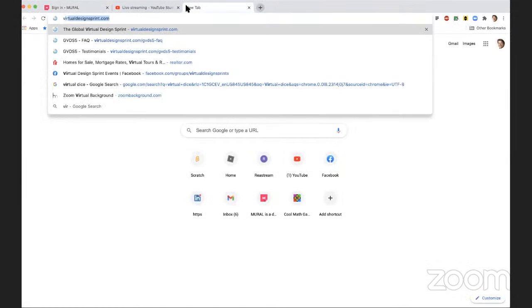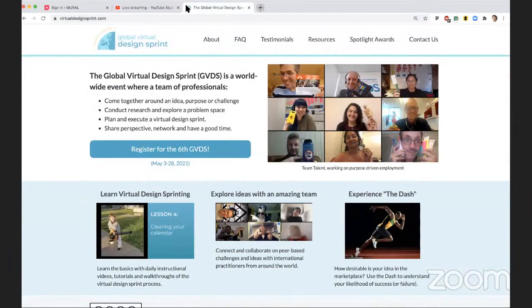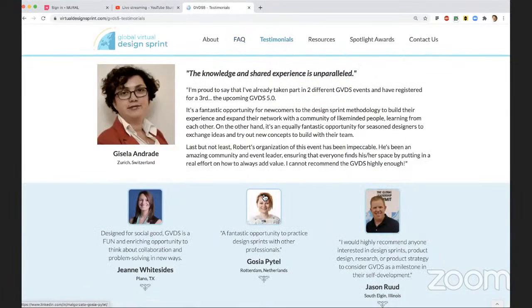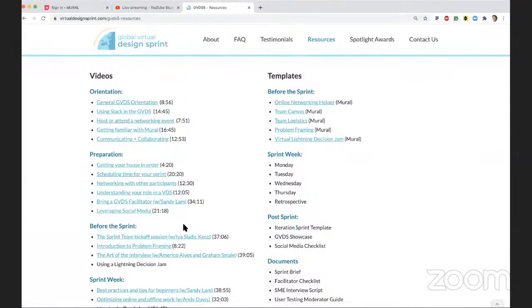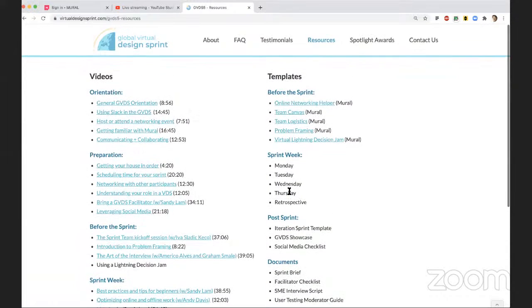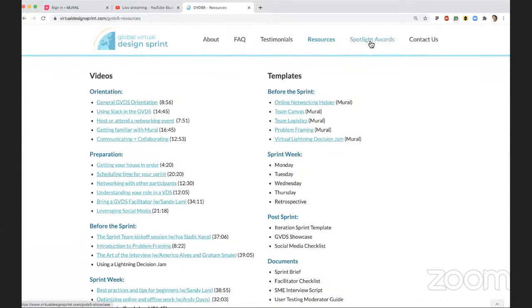Since we were talking about sites, the site you want to go to is virtualdesignsprint.com. This will have all the information that I was about to go into regarding the frequently asked questions of the event, which goes into what I just had in this Mural. So in case you didn't catch it, it's all here. There are testimonials from different professionals that showcase what the event is all about from their point of view. There are different resources that correspond to the event. We populated a lot of these in terms of orientation and preparation before the sprint. We'll have some templates for Sprint Week that will be coming out in March.